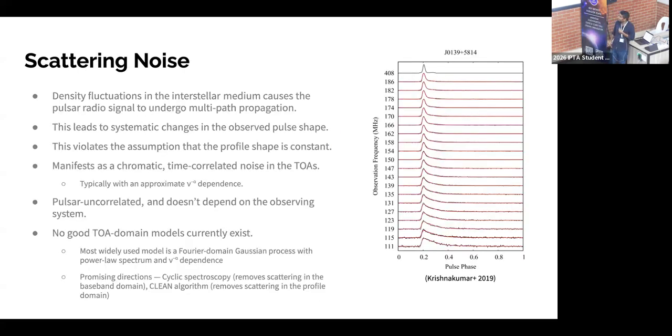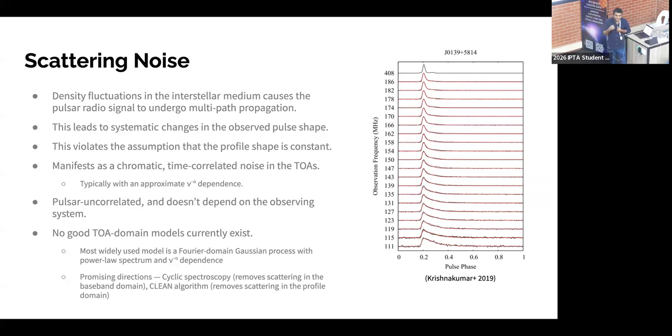The next is scattering noise, which in my opinion is the nastiest form of noise in pulsar timing arrays. These are caused by density fluctuations in the interstellar medium, which cause radio waves to undergo multipath propagation. In terms of timing, what that does is change the observed pulse shape. As you can see in that plot, the higher frequencies get distorted less, but lower frequencies are distorted much more, or smeared in time and phase.